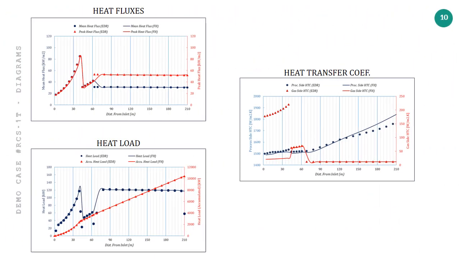Now, let's look deeper into the profiles. Accuracy isn't just about the outlet numbers, it's about what happens inside the heater. First, look at the heat fluxes and heat loads. Whether in the radiant section or the convection bank, you can see that the curves for FHinfinity and Aspen EDR are virtually identical. The peak heat flux, the distribution along the tube length, and the accumulated heat load, they all match perfectly. This confirms that our radiation and convection models are capturing the physics exactly as expected.